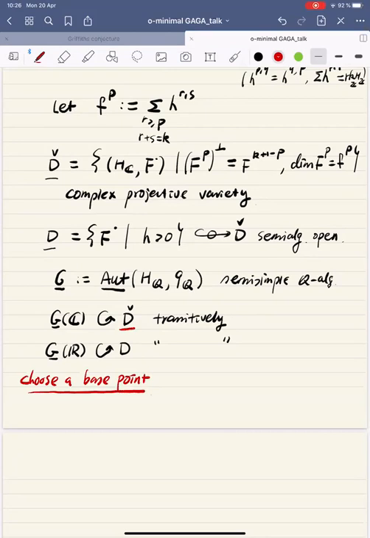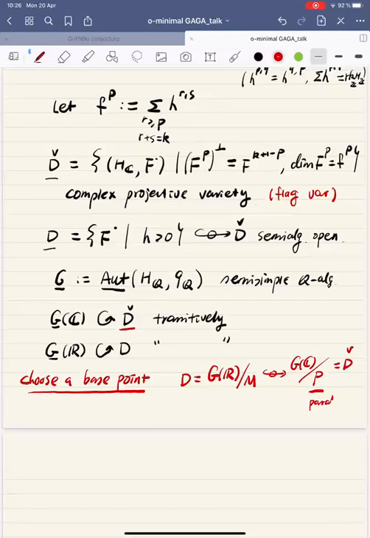Then the inclusion of D in the compact dual can be written as: D can be written as the quotient of the real points by some group, the stabilizer of this base point. Here, D check, P is a parabolic subgroup, because it is the stabilizer of some flag. This is a flag variety. This is a parabolic.